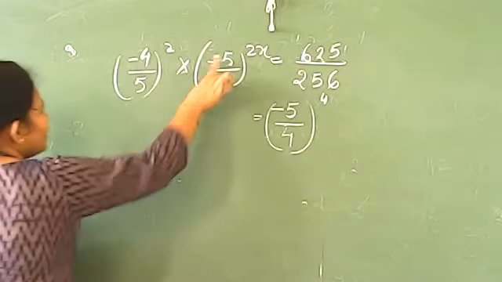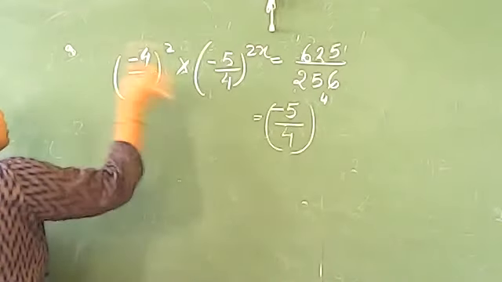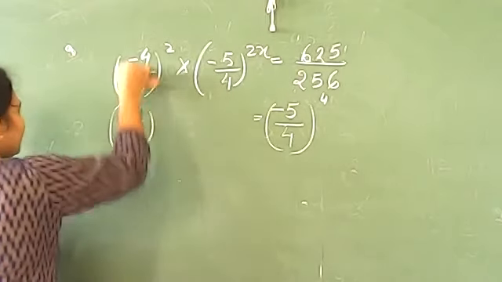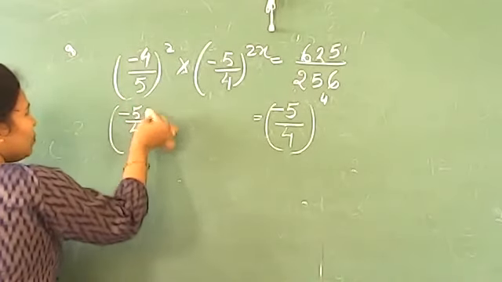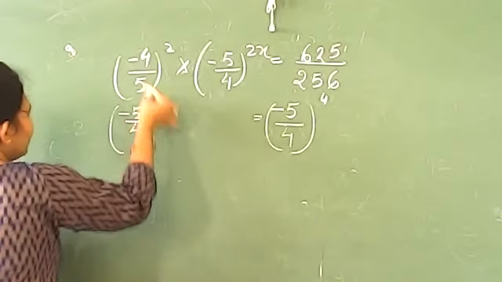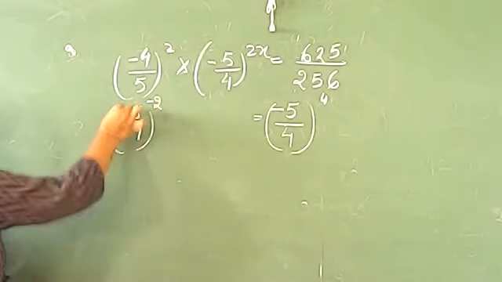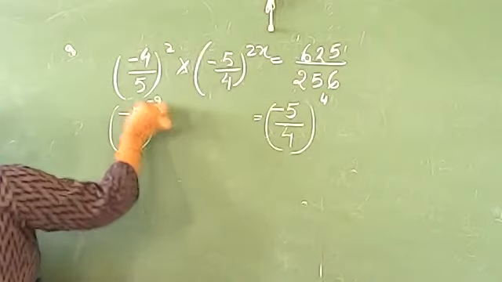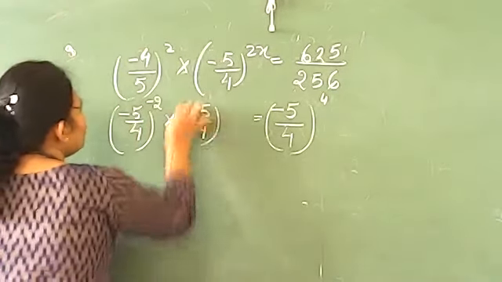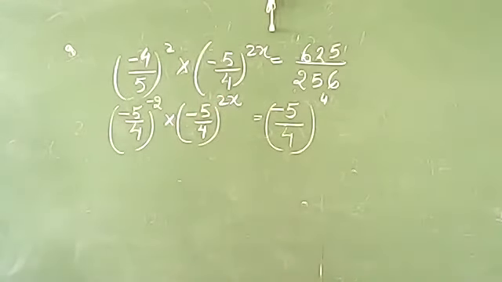Now you know this is -5/4, but it is written as -4/5. So to make the same base, we take the reciprocal of it, and since we are taking the reciprocal, the power 2 becomes the negative power -2. So the left side becomes (-5/4) to the power -2, multiplied by (-5/4) to the power 2x.